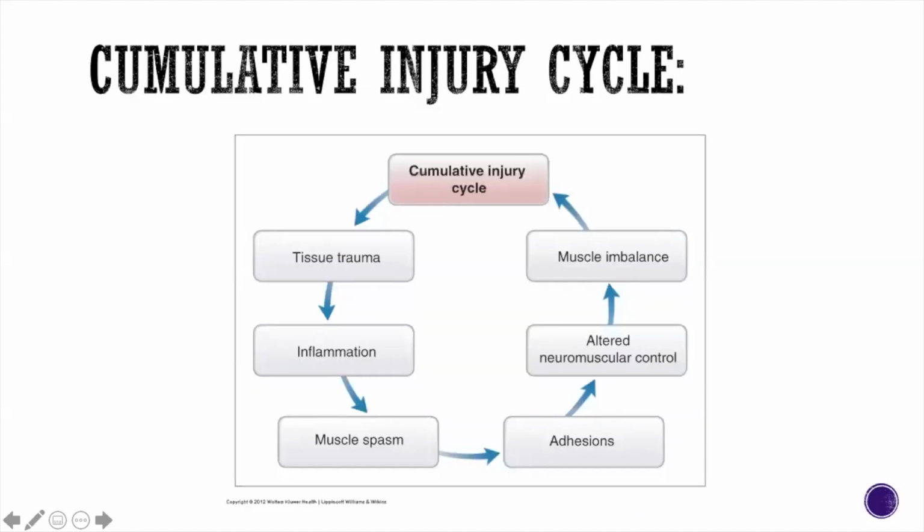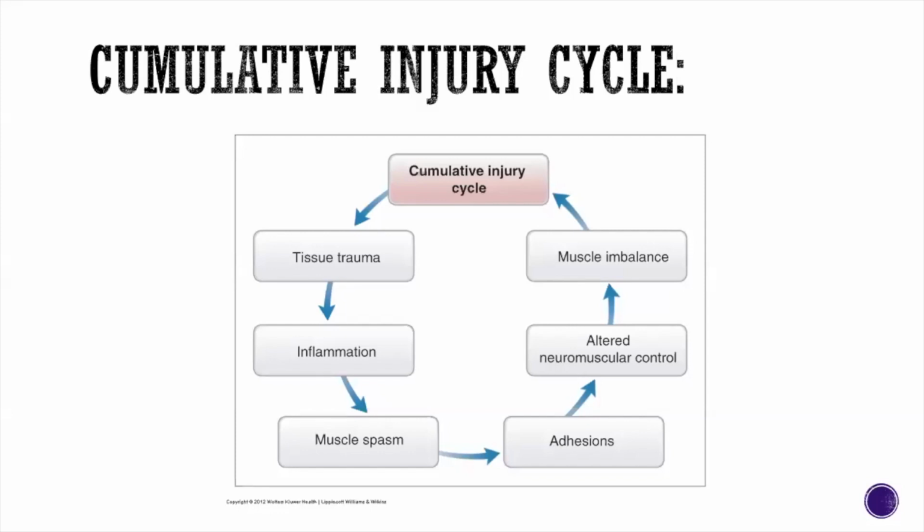So, what is this cycle that we're looking at, right? We start with having a cumulative injury. We get an injury of some sort, we get tissue trauma to that place wherever that injury occurred. We have inflammation starting to build up, and we'll talk about inflammation a lot. We have muscle spasms that will start to occur because of that. Those muscle spasms will actually lead to adhesions on the sheaths that cover our muscles. When that happens, we actually will alter our neuromuscular control.